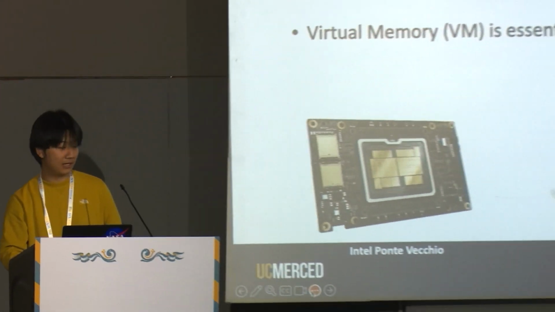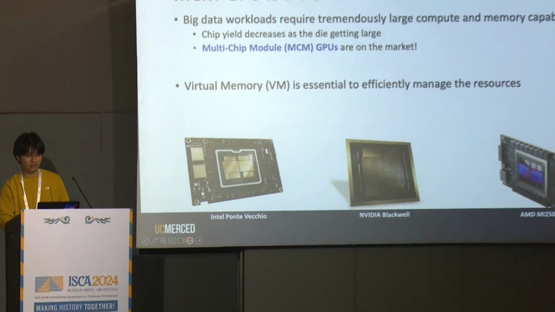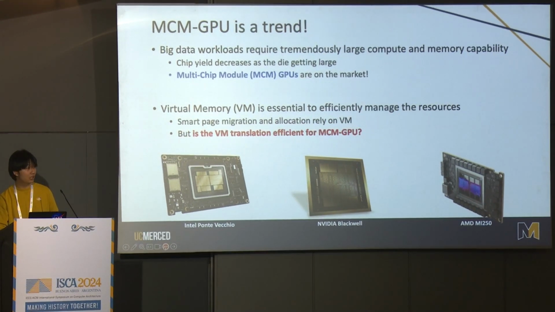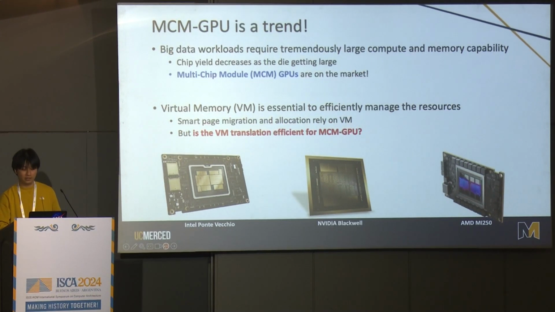However, it is quite challenging to manage the ever-larger resources provided by MCM. Mechanisms like smart page migration and allocation are intensively studied, and such techniques heavily rely on virtual memory. But is traditional virtual memory efficient enough for such a novel MCM GPU architecture?